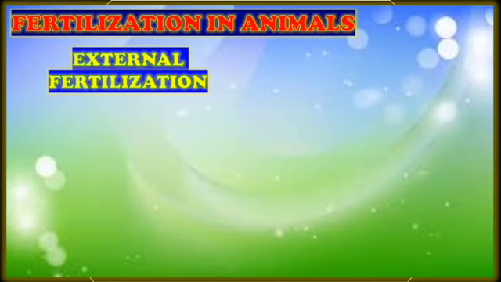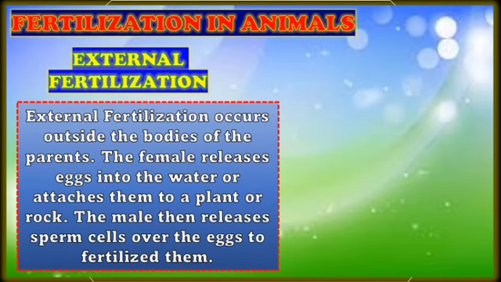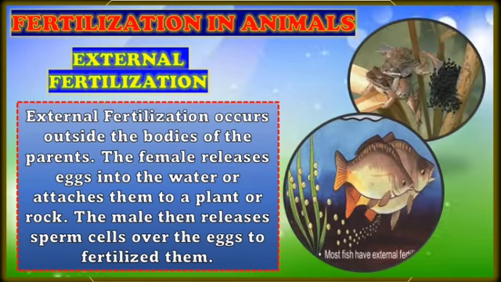While external fertilization occurs outside the bodies of the parents. The female releases eggs into the water or attaches them to a plant or rocks. The male then releases sperm cells over the egg cells to fertilize them. So, ibig sabihin, sa labas nabubuo or na-fertilize ang kanilang mga egg. Most fishes have external fertilization. Another example is a frog.